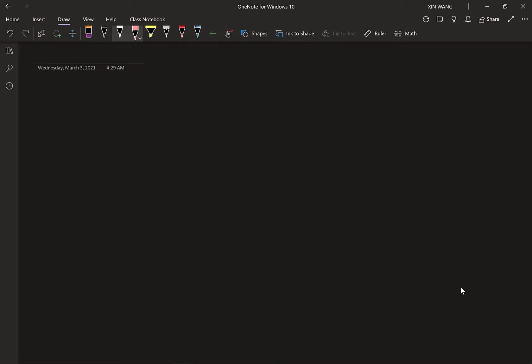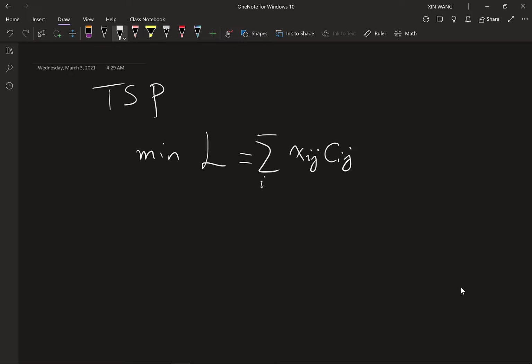So in summary, we can formulate our TSP in the following way. We minimize the total distance L, with xij as our decision variable: whether we travel from city i to city j with a cost cij. This is for all possible i and j. And then we have the following constraint. For any city i, the summation of the decision variables should be 1. That indicates we have one path into city i. This is for all cities i.